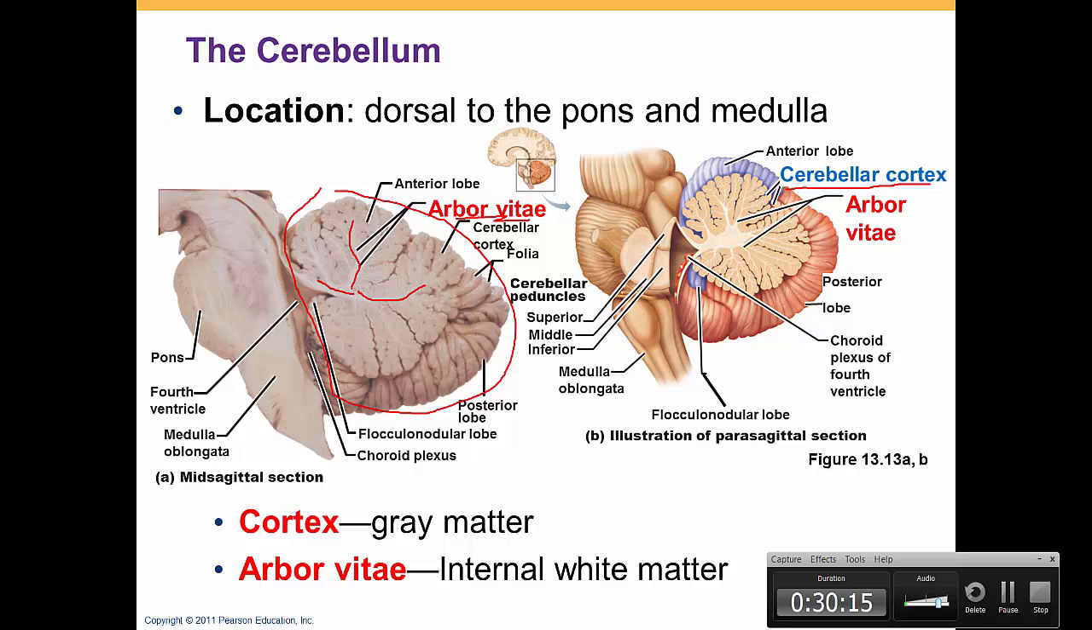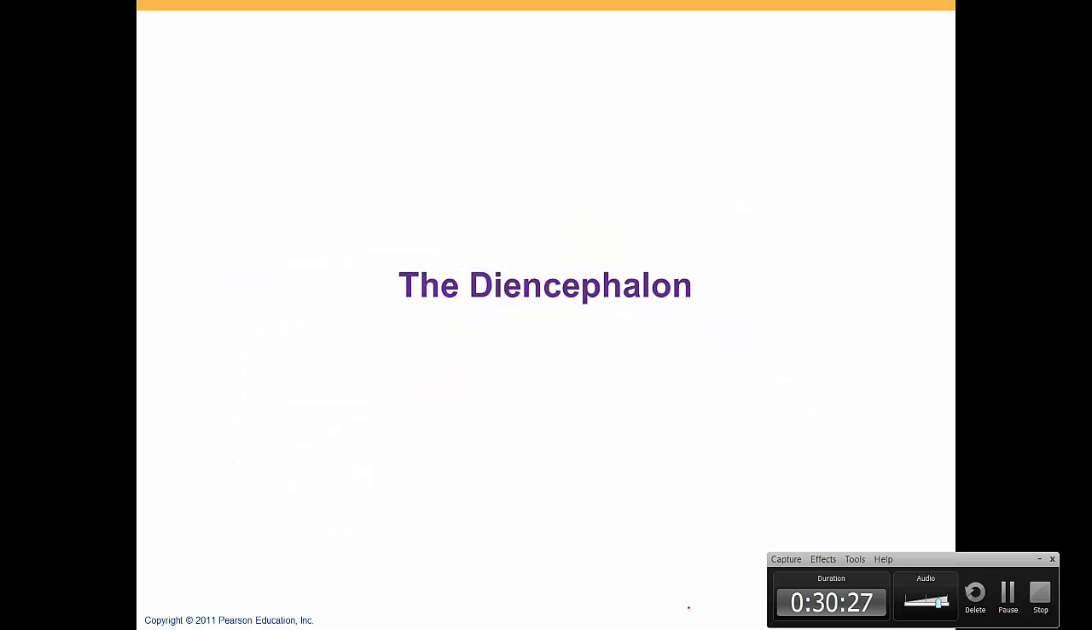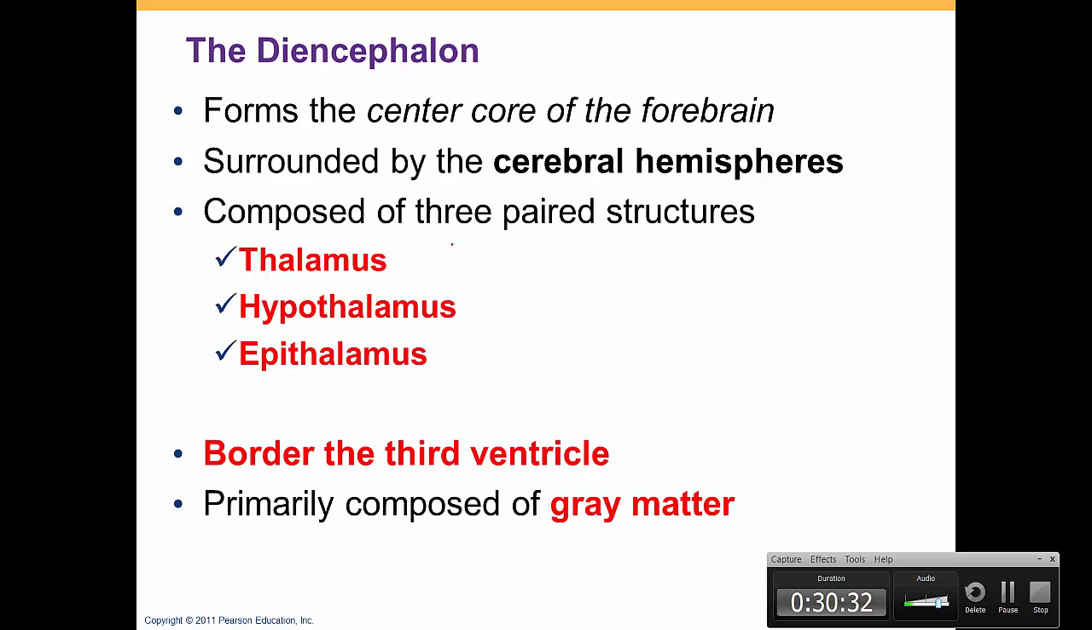So the organization of the cerebellum is similar to the cerebrum. You have gray matter outside in the cerebral cortex, and you have the white matter inside, which we call arbor vitae. Then the diencephalon, and as I mentioned, the diencephalon has three main components: thalamus, hypothalamus, and epithalamus. And these are borders of the third ventricle.